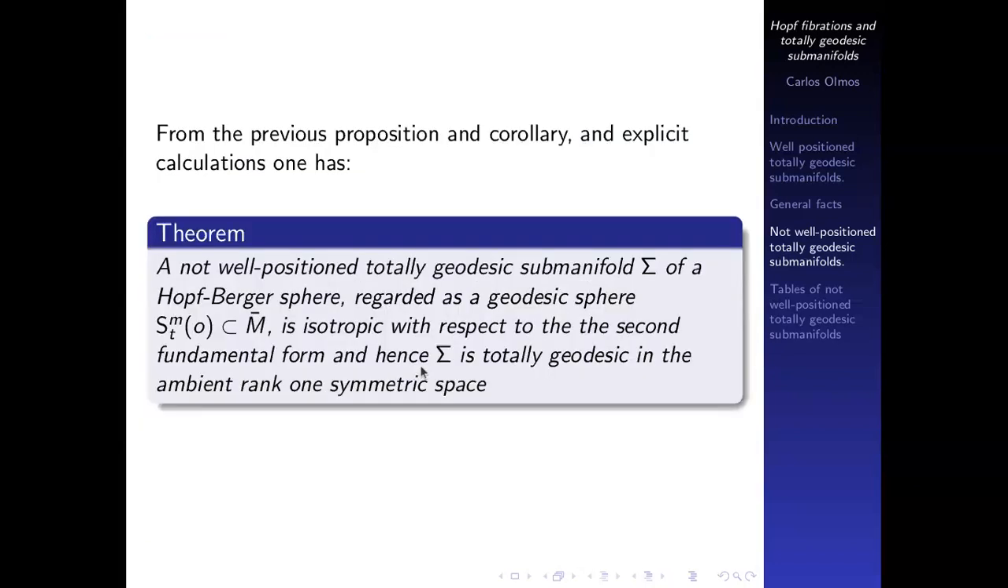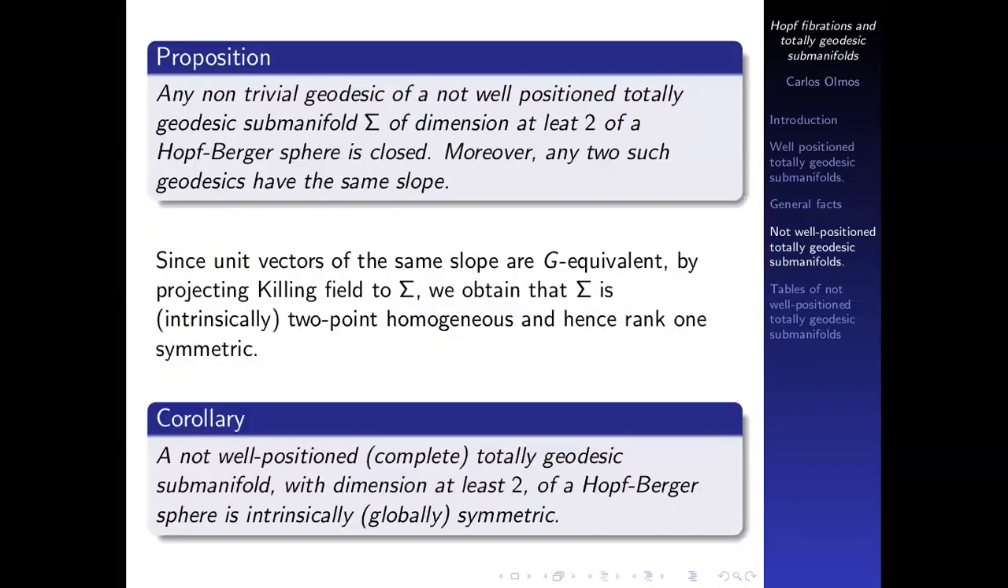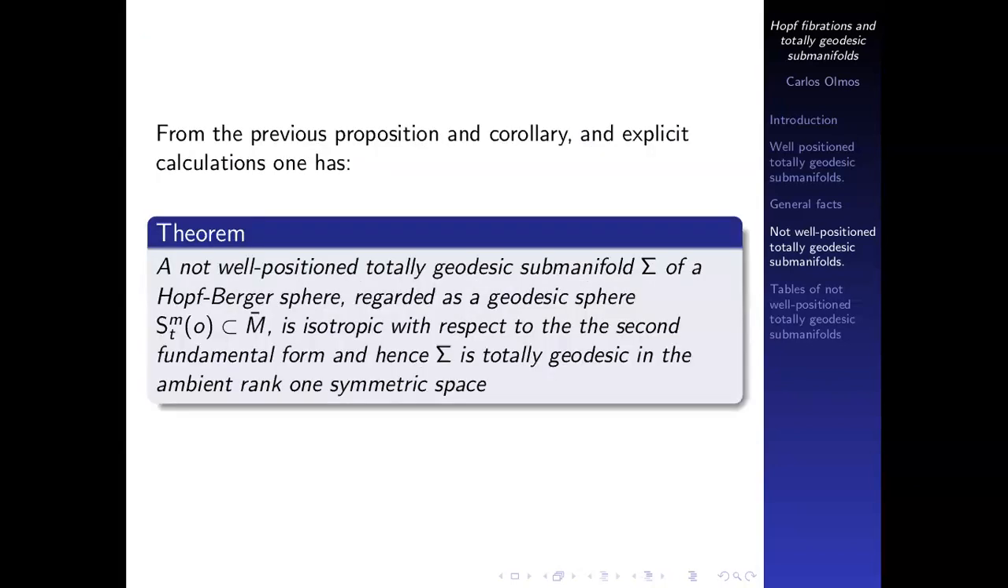So from the proposition and corollary, and this corollary that intrinsically a not well positioned totally geodesic manifold is symmetric, rank 1 symmetric, one has the following, and we have to do some explicit calculation. A not well positioned totally geodesic manifold of a Hopf-Berger sphere, regarded as geodesic sphere, is isotropic with respect to the second fundamental form. What does it mean?